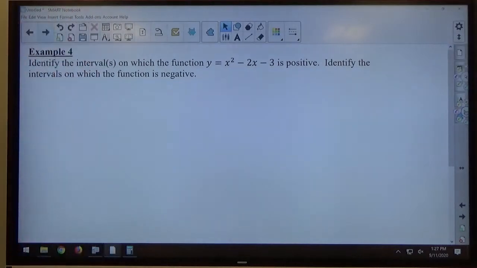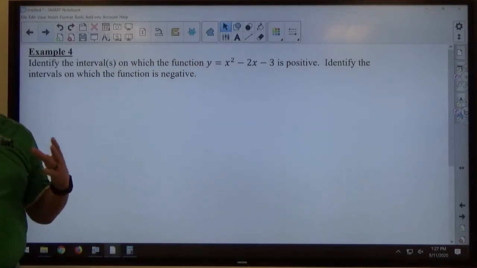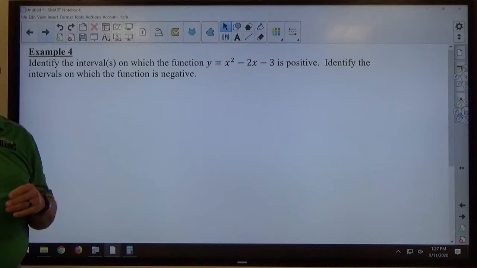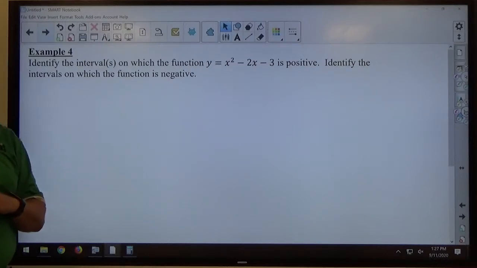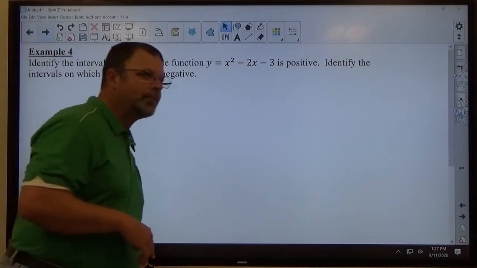All right, example 4. Identify the intervals on which the function y equals x squared minus 2x minus 3 is positive. Identify the intervals on which the function is negative. Now, with a quadratic function, there's a simple way to find this, but I want to go through the more complicated way because I want you to be able to do it with all functions instead of just quadratic functions.